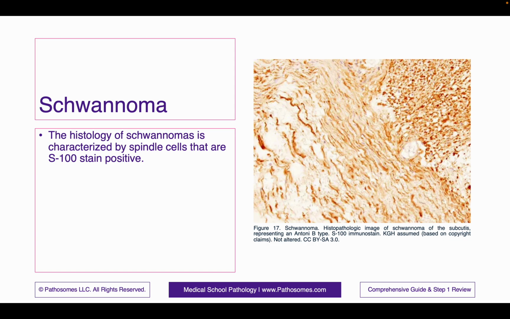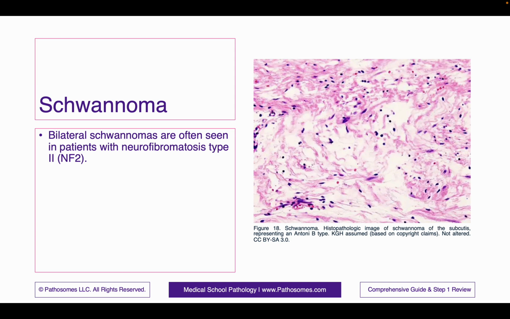And they have a classic stain that's used to visualize them that even at your level you must know, and that is S100, okay? S100. The histology of schwannomas is characterized by spindle cells that are S100 stain positive. Bilateral schwannomas are often seen in patients with neurofibromatosis type 2.